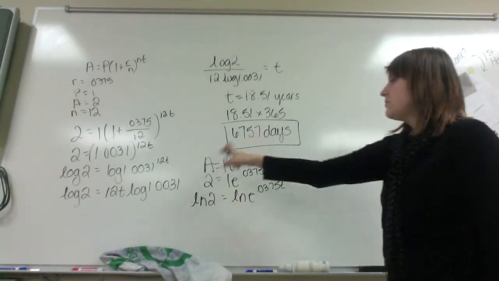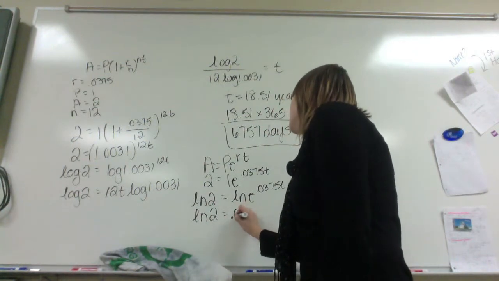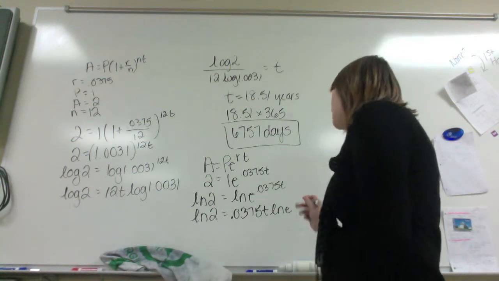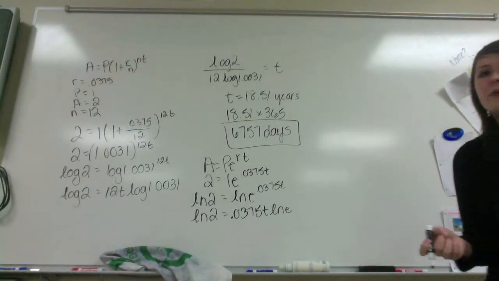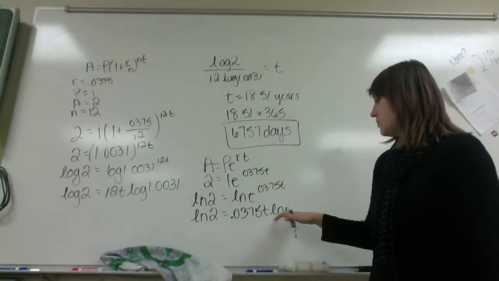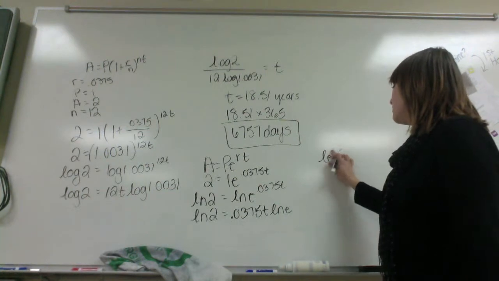Now again, I can move that down. So I've got natural log of 2 equals 0.0375t times the natural log of e. Now real quick, let's think about what the natural log of e is. Okay, the natural log has a base of e.